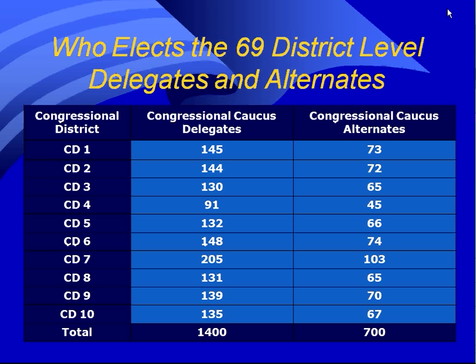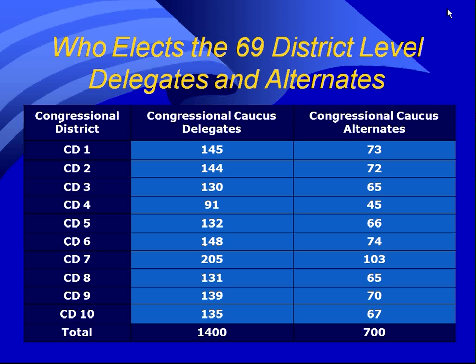This is a little bit of the inside background stuff that will really make your candidacy to be a national delegate that much stronger. Because you need to know who is electing these national delegates. So at the Congressional District Caucuses on May 20th, the people that are attending those meetings are the delegates that were elected at the Legislative District Caucuses on Saturday, April 28th.